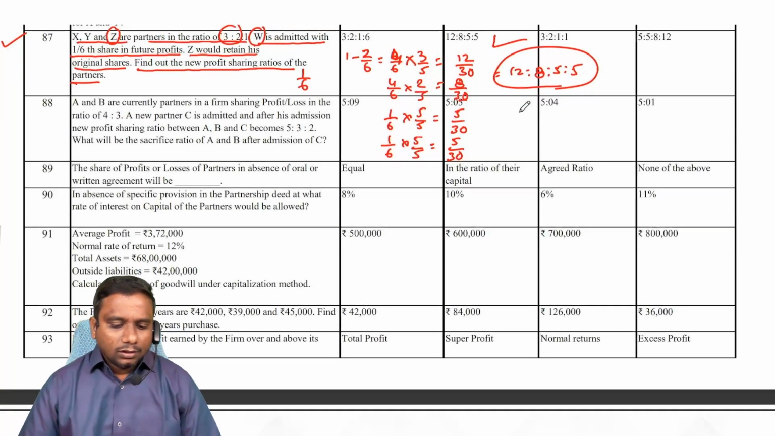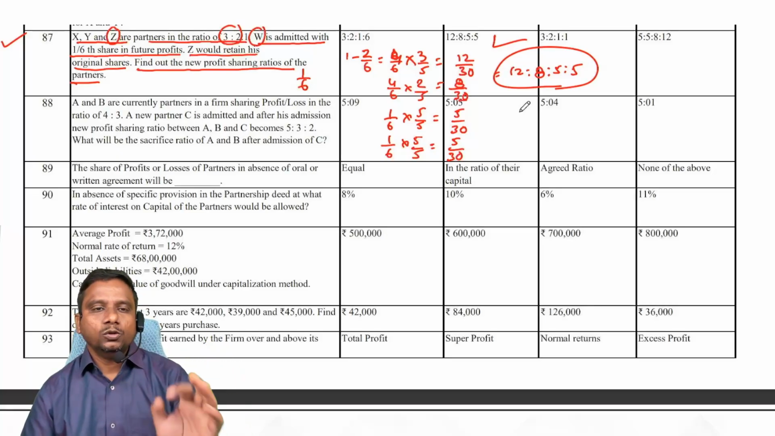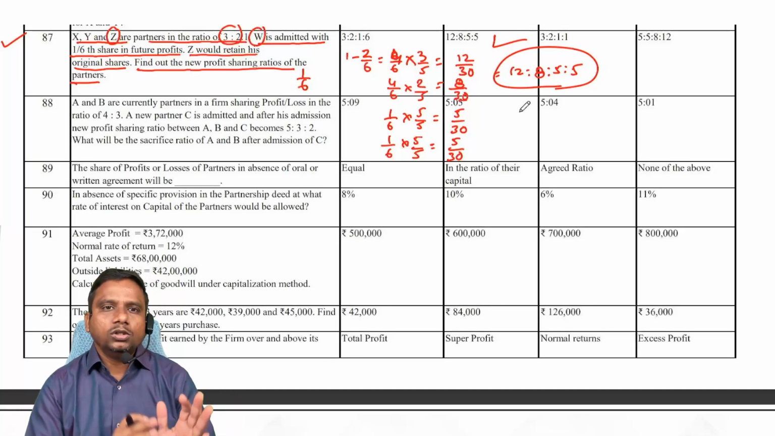Next one. In this case, let the total share be 1. Out of that, how much share are we giving to W? 1 by 6. And they are saying Z will retain his old share. Old share is how much?